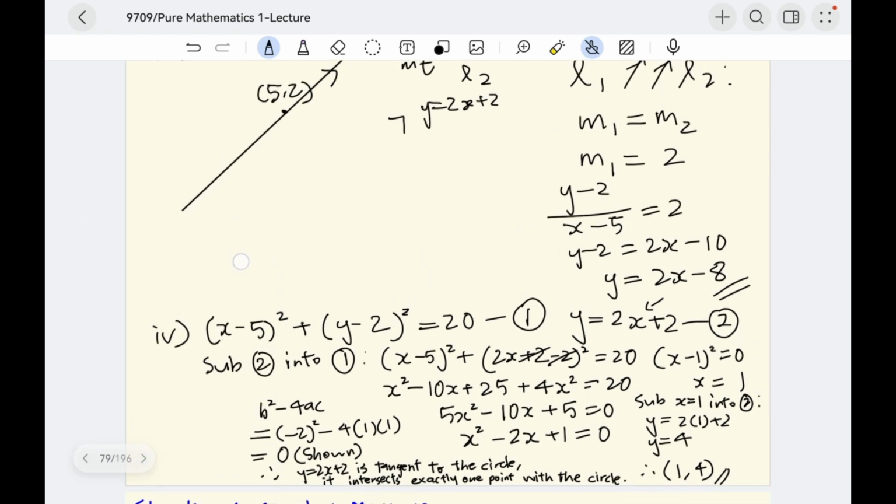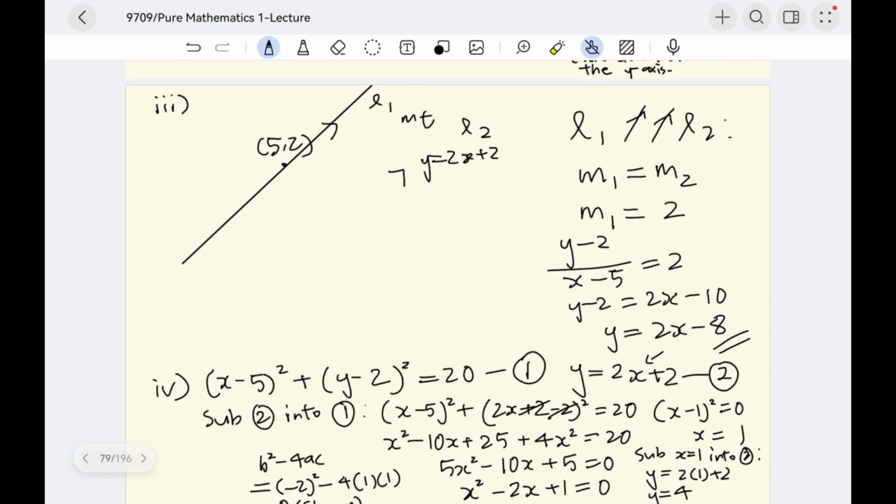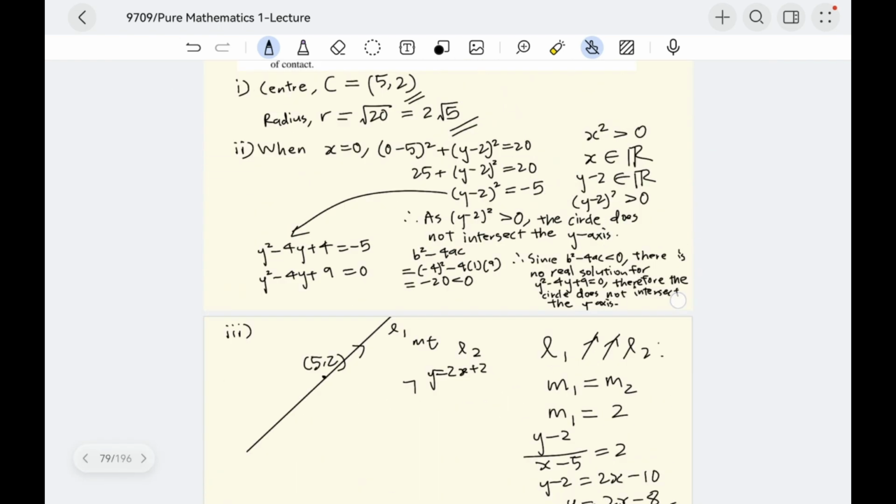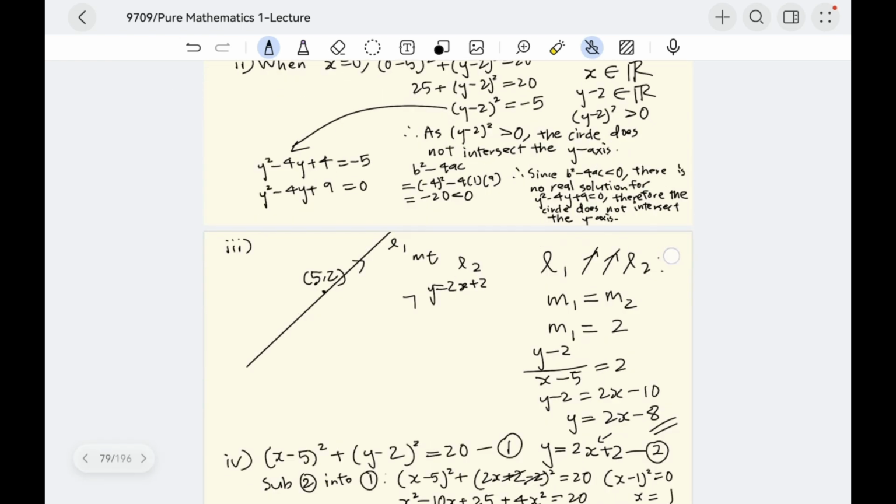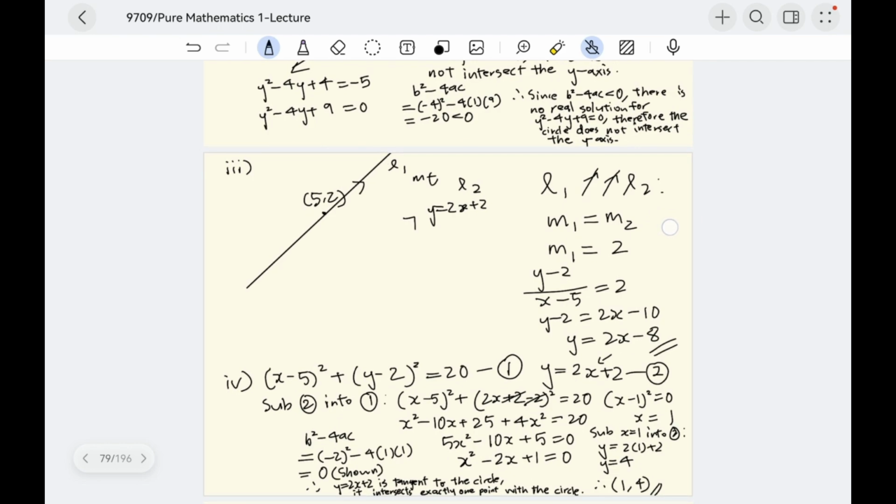Okay, that's the end of the discussion for the exercises for chapter 3.